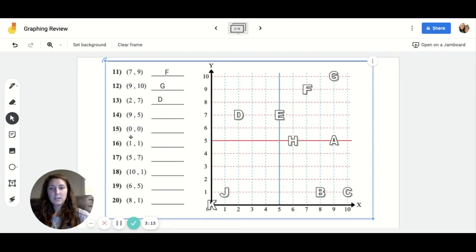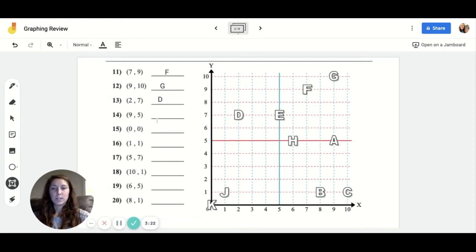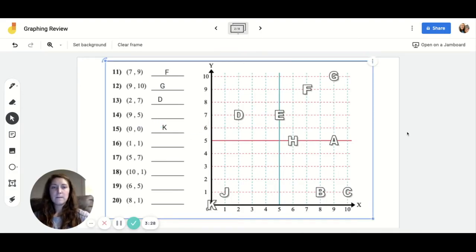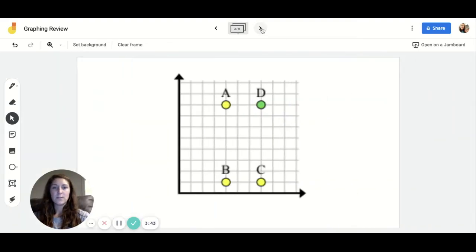And take a look at 15. 15 is asking us for 0, 0. If you remember correctly, 0, 0 is the place of the origin. So what letter is located at the place of the origin? Good. If you said letter K, that is correct. Try to identify 1 or 2 other points at their location over here. And then let's go ahead and take a look at our next slide.